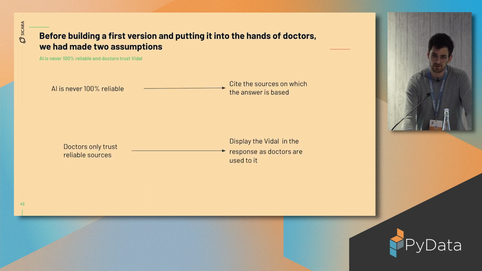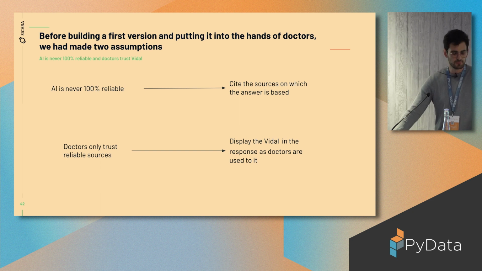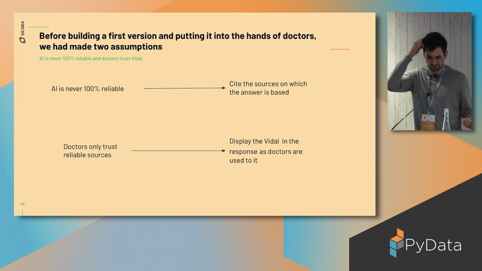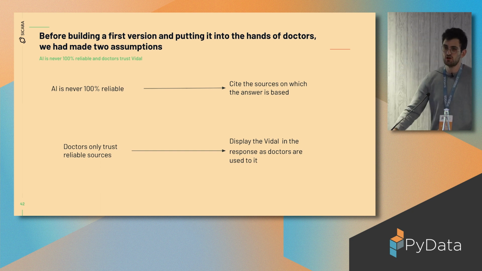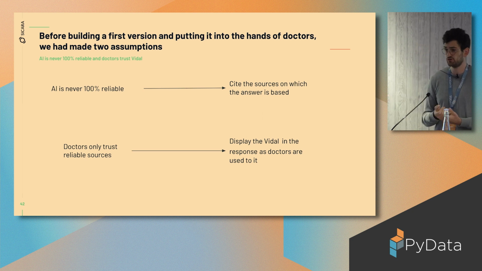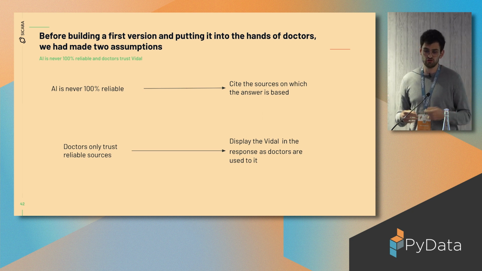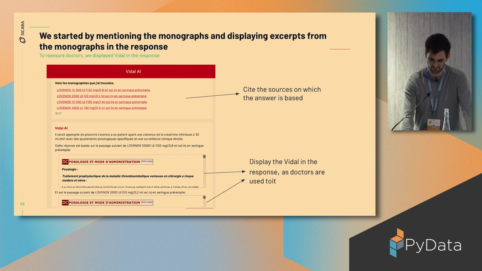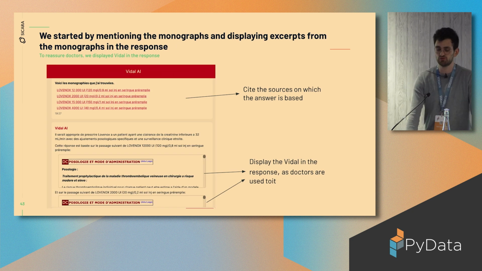So to make it usable by doctors, we first made 2 assumptions. The first one is AI is never 100% reliable, so we have to cite our sources, otherwise doctors cannot use it. And doctors only trust reliable sources, so we will directly display the VIDAL, which they are used to, in the response. So this is what we built early on.